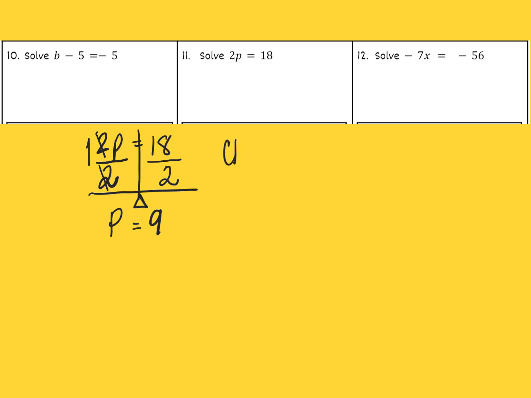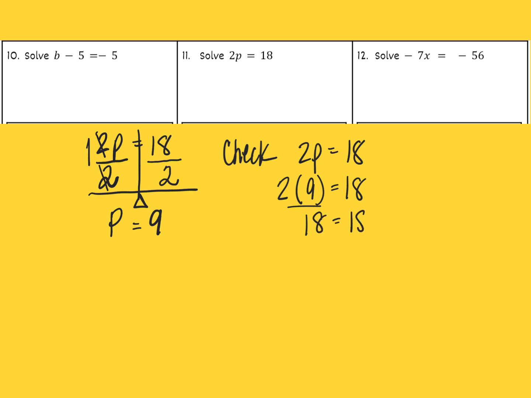Let's do the check. It says 2p equals 18, and I substitute p with a 9. That checks out because 2 times 9 is 18, and 18 is equal to 18. In this case we only had positives, so we didn't have to worry about the signs. But in the next problem, problem 12, we will have to consider the signs.